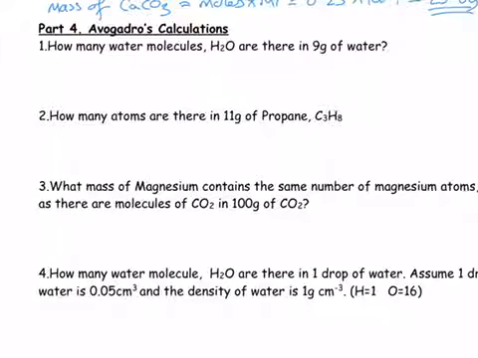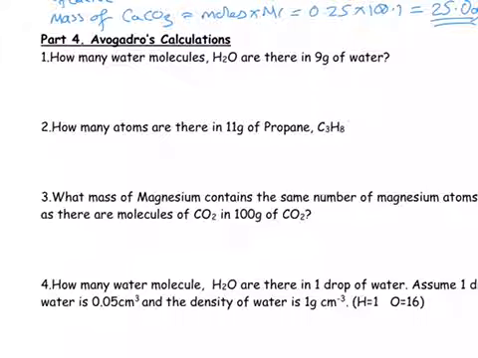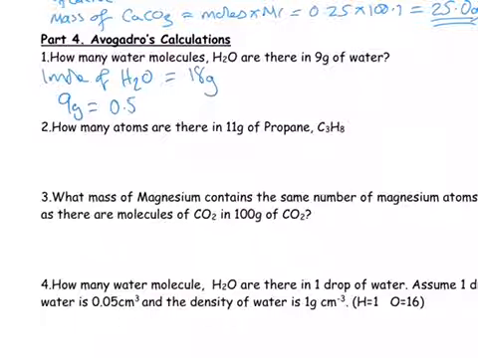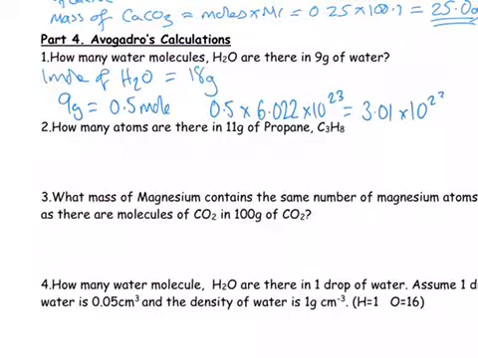Right, for this one you need to work out what fraction of a mole you're starting with. So we know that 1 mole of water is 18 grams. So in 9 grams I must have half a mole. To work out how many molecules that is, I need to multiply the moles by Avogadro's number, which gives me 3.01 times 10 to the 23 molecules.